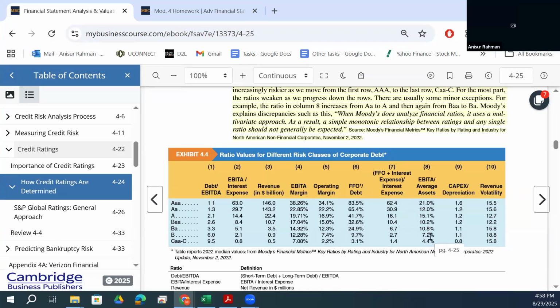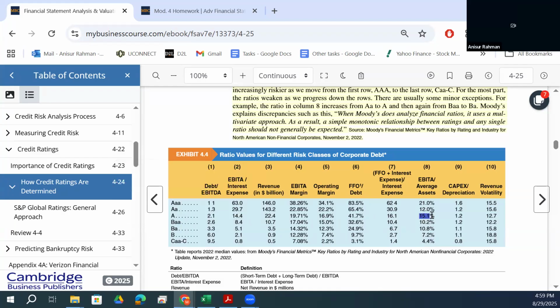The rating should improve. But here what we see, yes, initially as this ratio increases, the rating increases, but there is a little bit of disruption here, right? This decreases from 10.8% to 10.2%, but the rating actually improves.